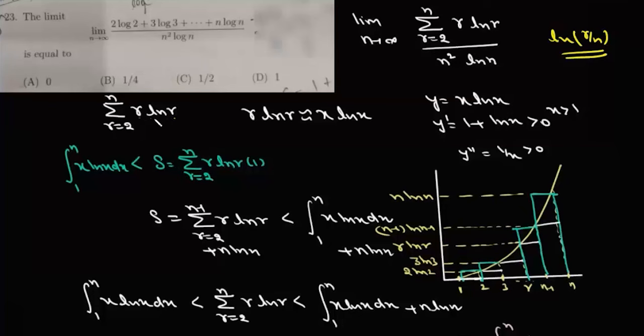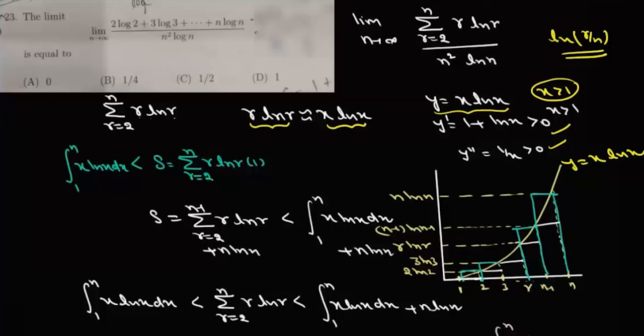So here the function which is comparable to r log r is x log x, and if we look at this function y equals x log x, when x is greater than 1, its derivative will be 1 plus log x and it will be greater than 0, and the second derivative will be 1 by x, which also is greater than 0. So it is an increasing function and it will be concave up.